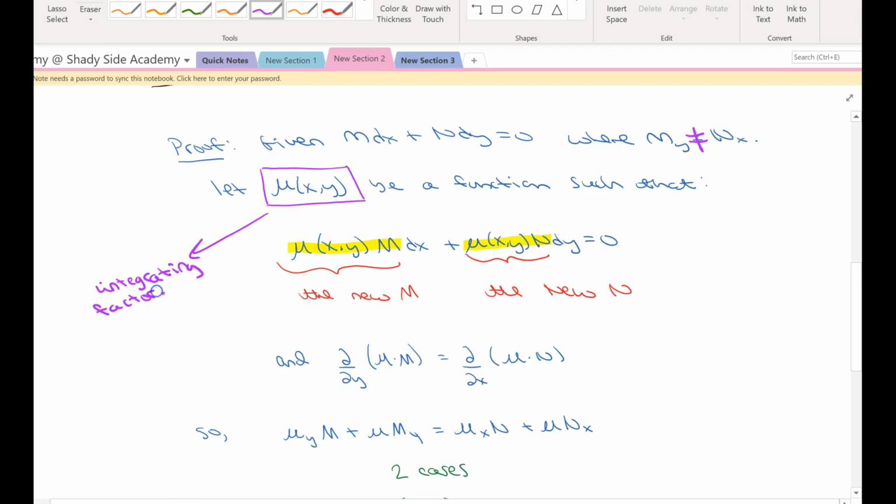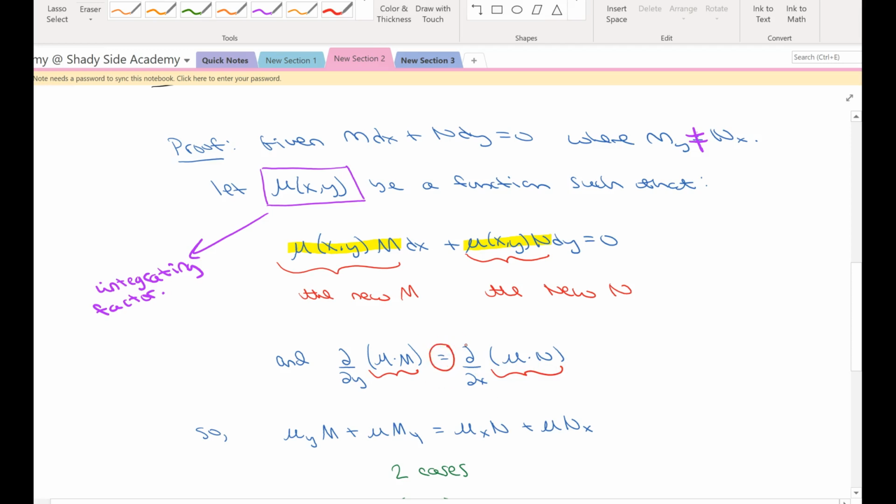And if we're able to find the integrating factor, then we can create a differential equation that is exact and then proceed as we do. So we have this new M and new N now, and then again, don't forget, the criterion for exactness is d by dy of the new M, right? So don't forget, this is now the new M, equals d by dx of the new N. These are now exact, okay?